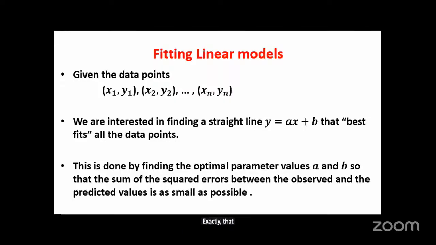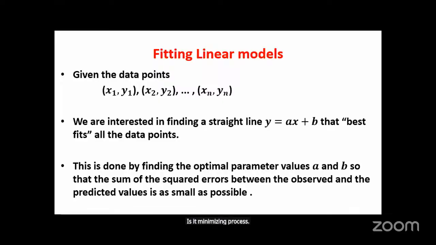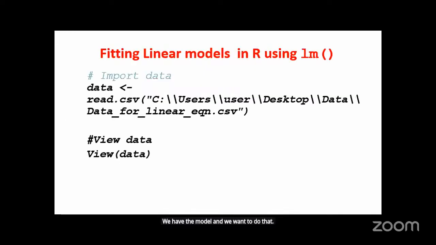Exactly. That is what we want to do. We are looking for the line that matches these data points, so we are trying to reduce the distance between the line and the data points. Is that clear? That process is a minimizing process, which is one of the estimators we mentioned, the least squares estimate. So in fitting linear models, we have our data points and the model.